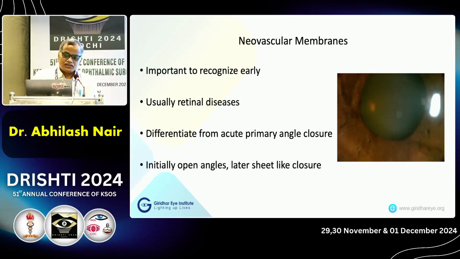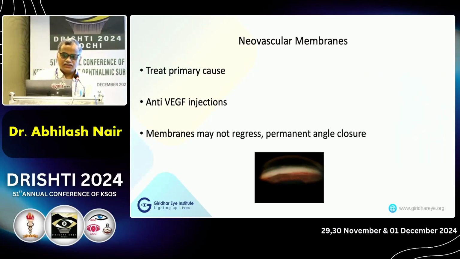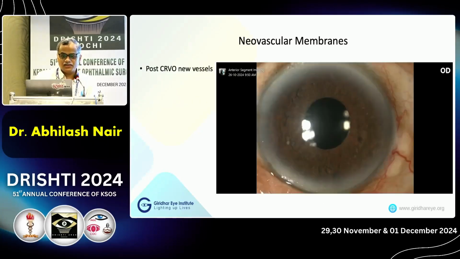Because later it closes like a sheet, and even if the vessels regress, you still get glaucoma due to peripheral anterior synechiae. Treatment is for the primary cause. Anti-VEGF injections provide a window of opportunity for you to do a trab, as well as for the retina person to do their laser or whatever they want to do. So anti-VEGF injections are very helpful in this sort of situation. As previously mentioned, the vessels might regress, but the membranes may not, and they may cause permanent angle closure glaucoma.